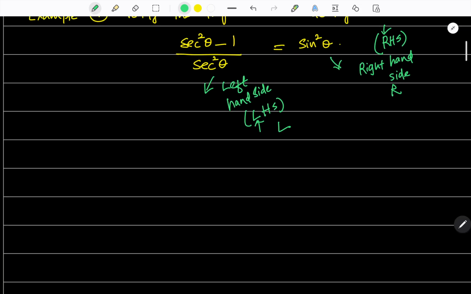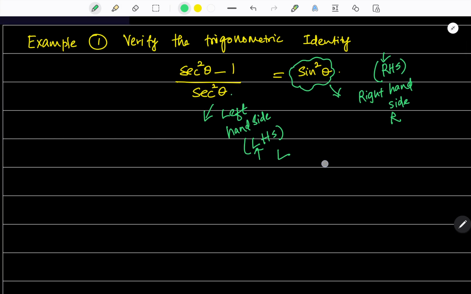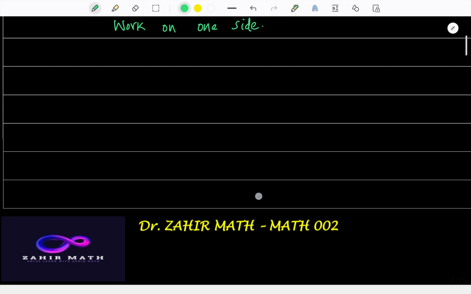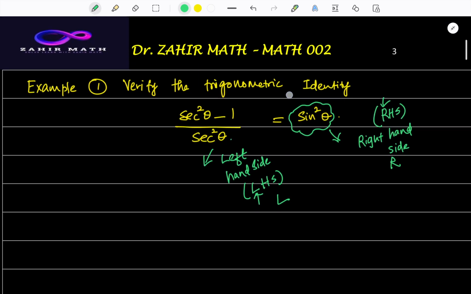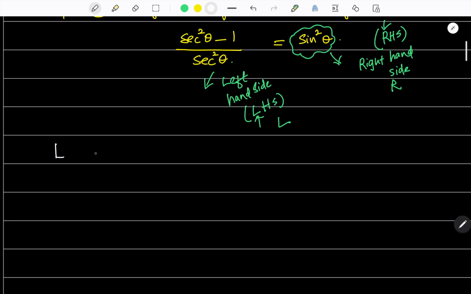Right. So we are going to take the left hand side. Why not the right hand side? Look here. The right hand side is a single term. Taking this one and bringing it to the bigger term is difficult. So I told you already in the first point, start with the bigger expression, right? So the bigger expression is the one on this side: the left hand side, which is secant square theta minus 1 divided by secant square theta.